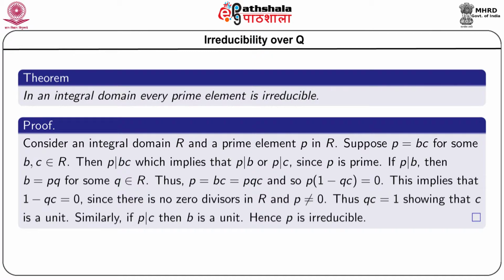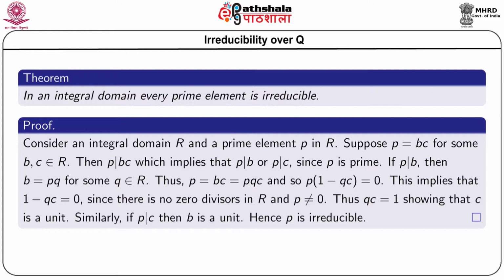To prove this, consider an integral domain R and a prime element p in R. We show that p is irreducible. For this, suppose p = bc, where b, c are in R. Then p divides bc, and since p is prime, it follows that either p divides b or p divides c. If p divides b, then b is equal to p times some element q in R. Then we have from p = bc that p = pqc, and so p(1 − qc) = 0.